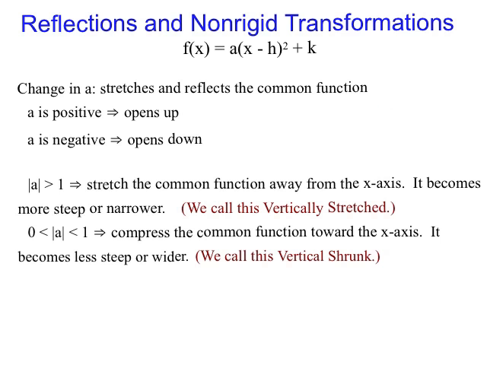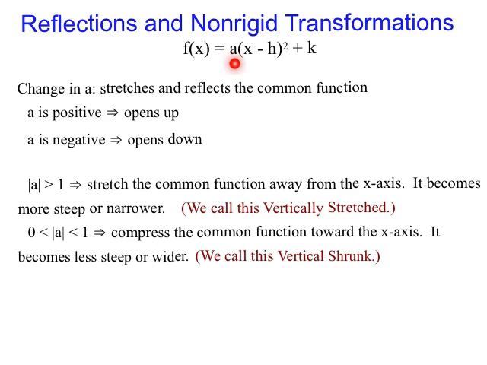Okay, the next thing we're going to look at is reflections and non-rigid transformations. Let's start today with a reflection. Now, I want you to notice this value right there. It's an a value. That a value, if it is positive, it'll open up. But if that a value is negative, it opens down. Okay, so let me say that again.